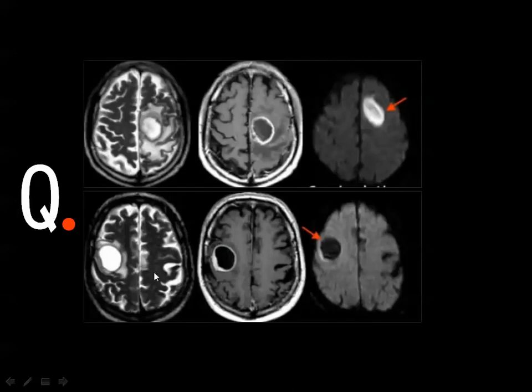These are two lesions showing the value of diffusion. The lesion above shows high signal in the T2 with marginal contrast enhancement and diffusion restriction, diagnostic of abscess. And this is with diffusion free, diagnostic of glioma or deposit, the same.